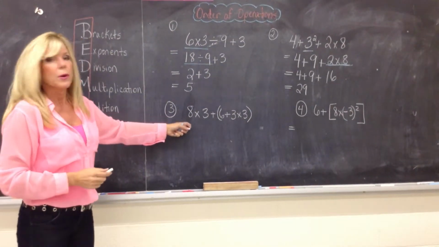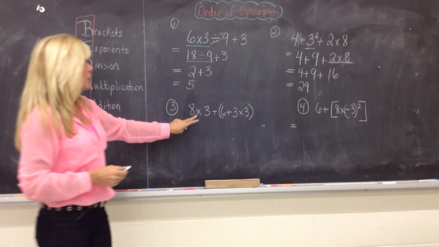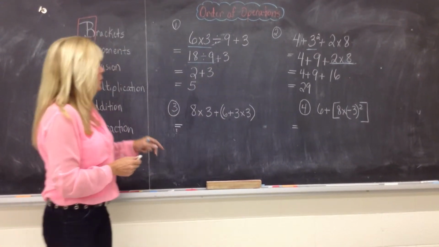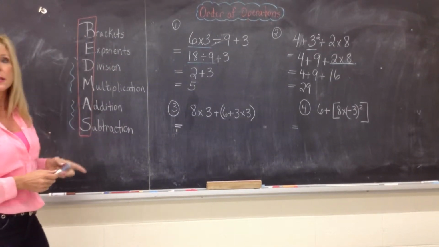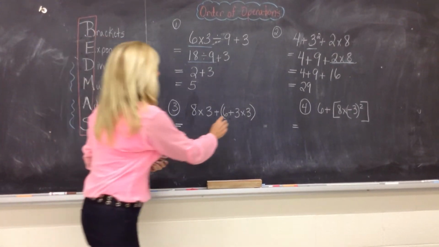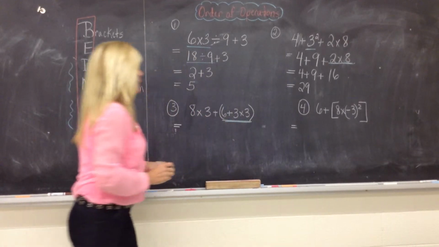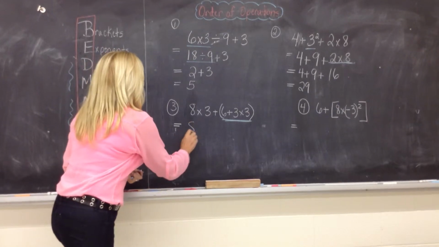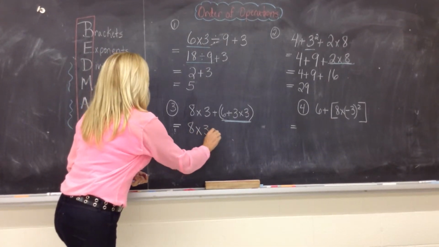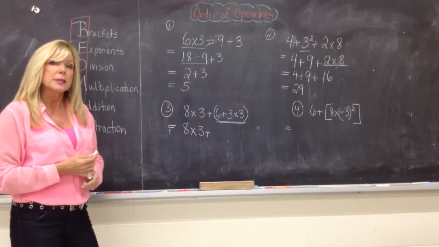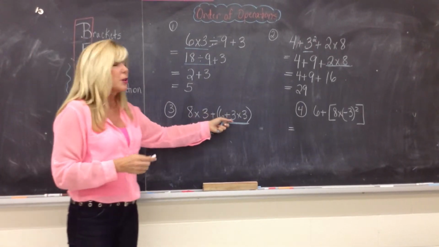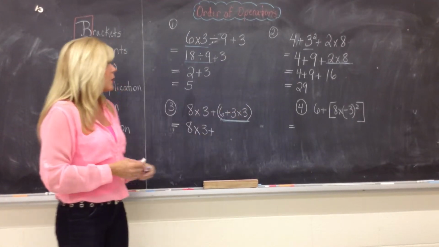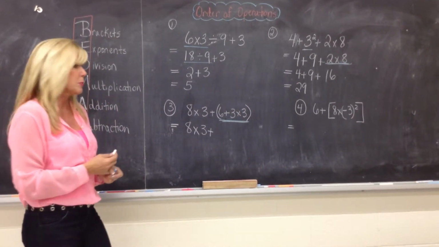Okay, we're going to go on to number 3 here. We've got a multiplication, an addition, and then we've got something in brackets. So we look at our BEDMAS, and brackets is the first thing we do. So I'm going to underline my brackets. Don't forget to rewrite the first part of your question, which is 8 times 3. Now, when you have something in brackets with more than one operation, you still have to do order of operations within the brackets.